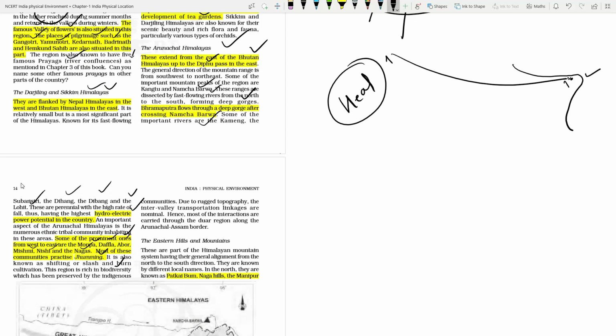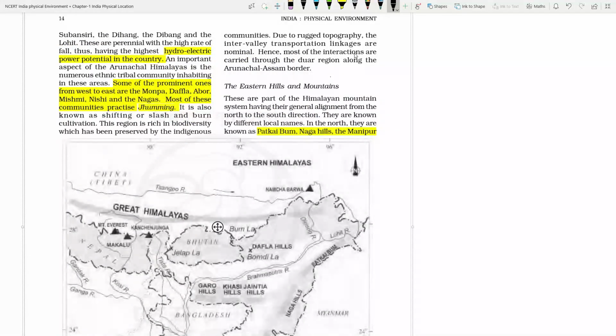That's why we can say the frequency of forest fire is more in the northeastern region, while the expansion of forest fire is more in the middle part of the country, like Madhya Pradesh, Chhattisgarh, on those areas. Eastern hills and mountains. Those Himalayan mountains which are on the northeastern or eastern side will be categorized under eastern hills, like Patkai Bum, Naga Hills, Manipur Hills. Here you can see these hills. Means the hills which are available here will come under the eastern hills and mountains.